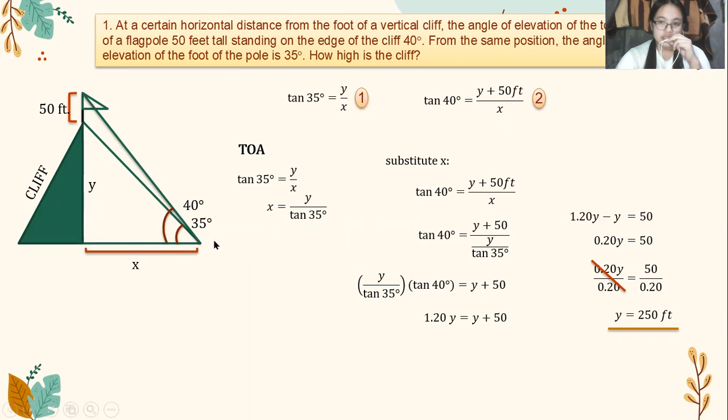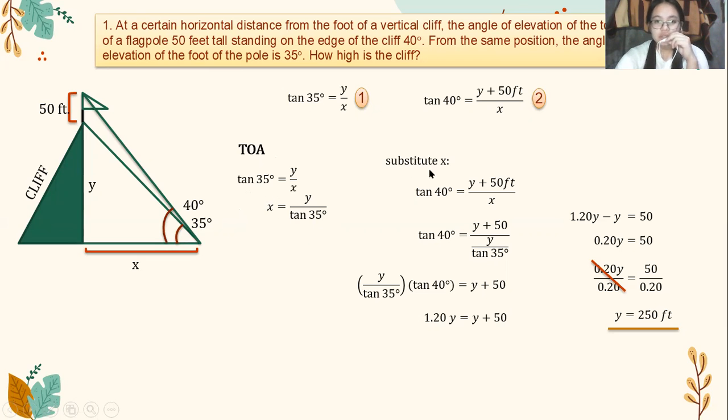which is the adjacent. So we will be using the TOA or the tangent. Tangent 35 degrees is equals to y over x. So we will solve for the initial value of x. So we have x is equals to y over tangent 35 degrees. So this is our initial value of x.